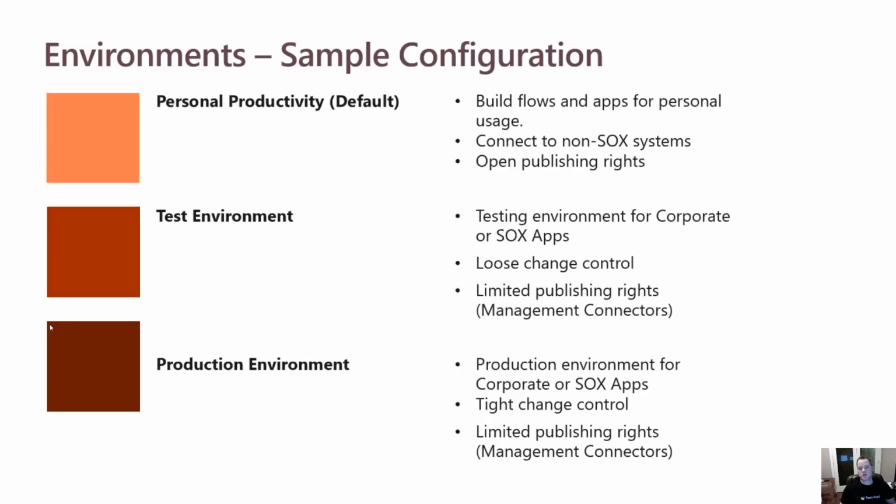When it comes to test, there's looser change control because you don't have to go through change board for those. So you may want to limit the publishing rights through management connectors. I'm going to show you a strategy around that here shortly, but generally you'll leave it a little bit more open. You get to production, naturally you want a little bit tighter change control. So you might say, hey, only these people are allowed to publish apps to the production environment.